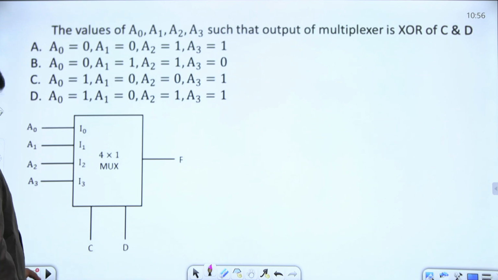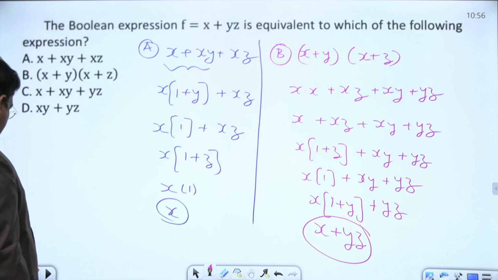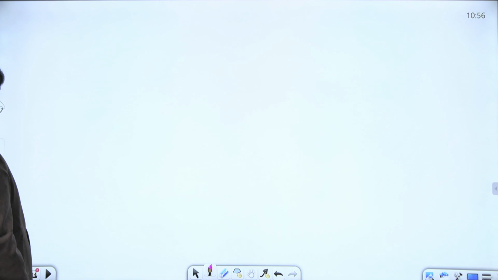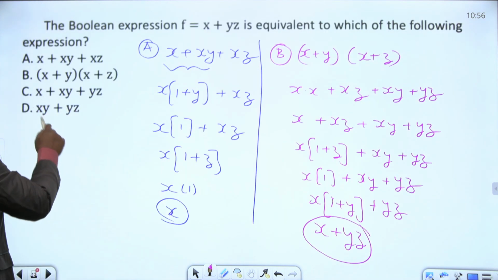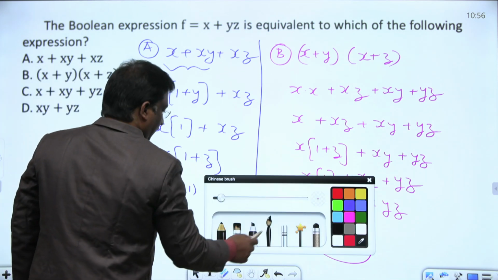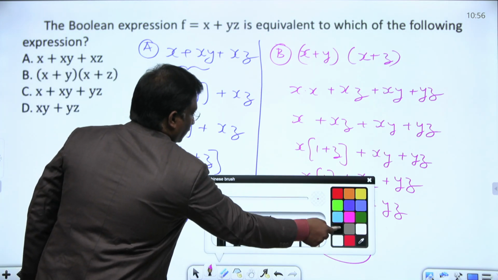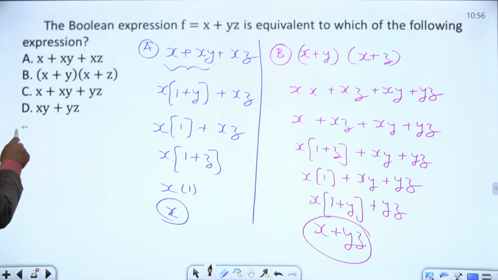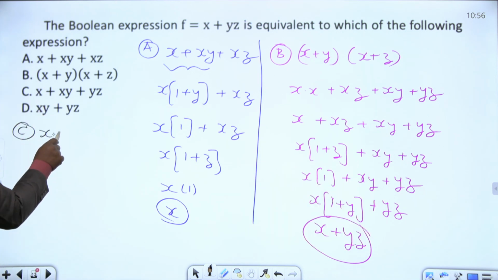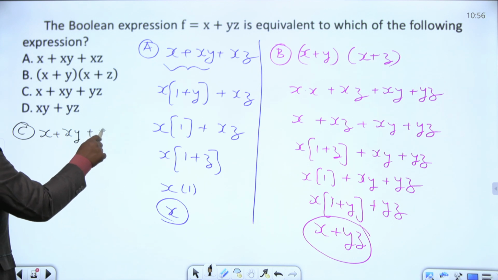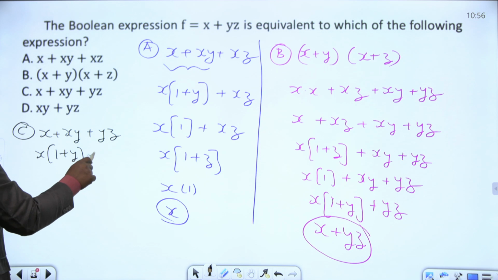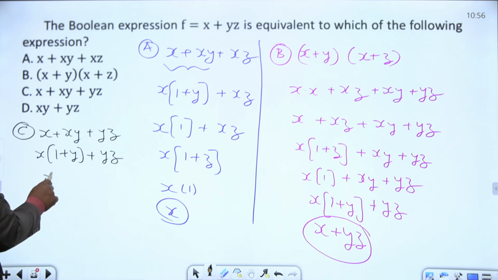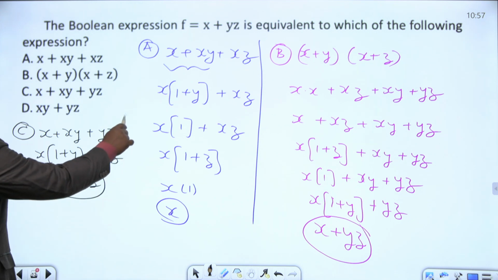Let us check. Similarly, let us take the third expression here, option C. If I take the C option, this is x plus xy plus yz. Taking x common, 1 plus y, plus yz. Or this is x plus yz. The C option is giving x plus yz.